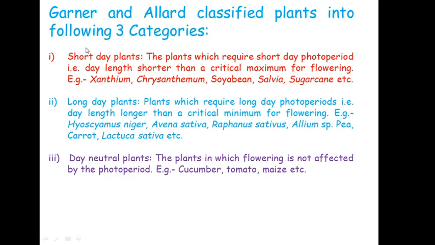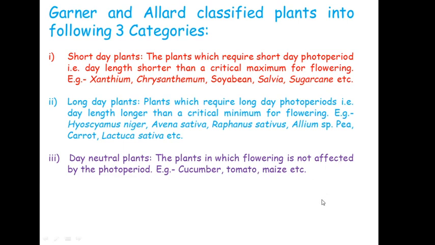Alright, now it's not true that all the plants are like this. All the plants do not respond to photoperiod, or in other words, there are many plants where the flowering process is not controlled by the day length. Alright, so don't think that if there is a phenomenon called photoperiodism, all the plants will respond to photoperiod. Not like that. There are many plants which are day neutral plants. What are these day neutral plants? The plants where the flowering is not affected by the photoperiod. Say cucumber is a day neutral plant. Whether you give them a short day photoperiod or long day photoperiod, they will flower. Tomato, maize, these all are day neutral plants.